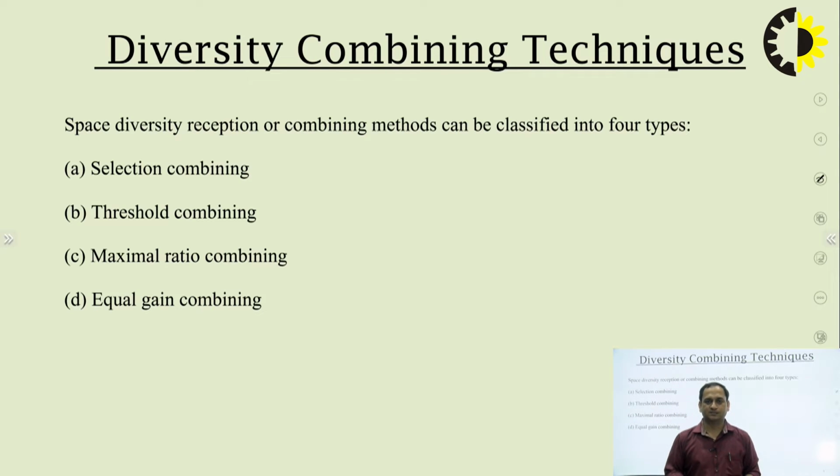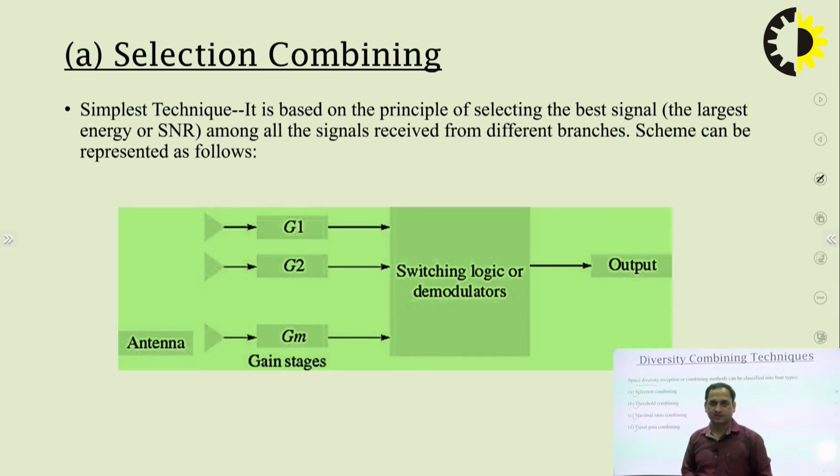Then we have diversity combining techniques. As we said, this is at the receiving side, where we combine all the signals received by the different multipath components. First is selection combining, second is threshold combining, third is maximum ratio combining, and fourth is equal gain combining. These are the different combining methods at the receiver, and this is the classification of the space diversity which we discussed in the previous slides.